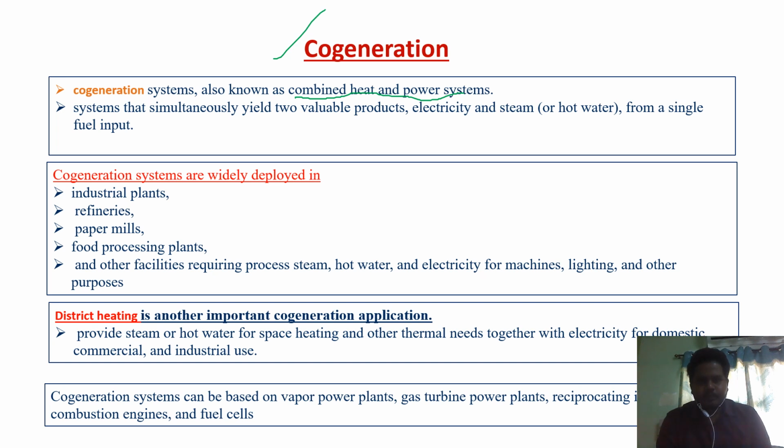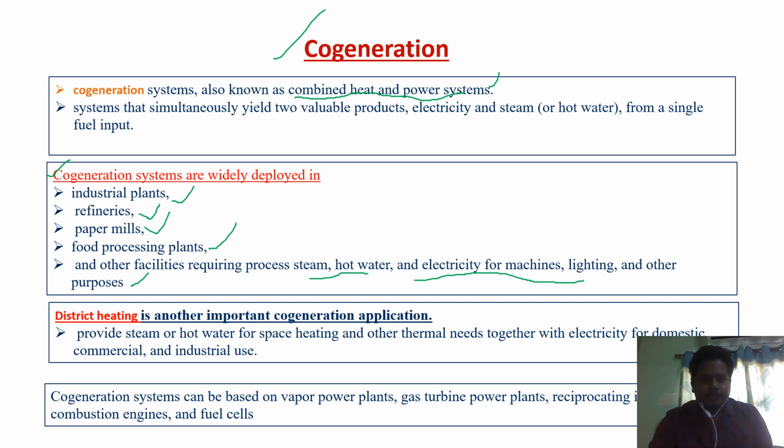This system is used to produce electricity and steam simultaneously from a single fuel unit. That's why it is also known as a combined heat and power system. Cogeneration systems are widely used in industrial plants, refineries, paper mills, food processing plants, and other facilities requiring process steam, hot water, and electricity for machines, lighting, and other purposes.